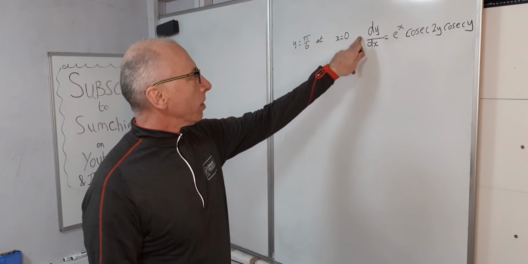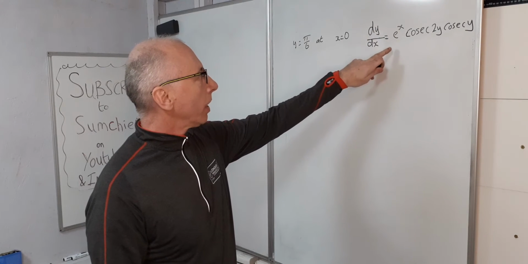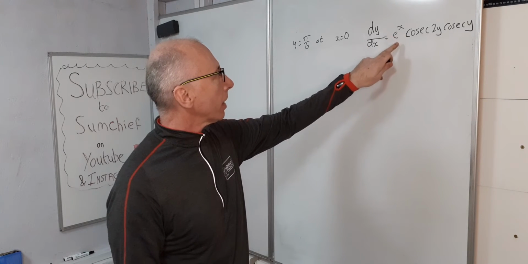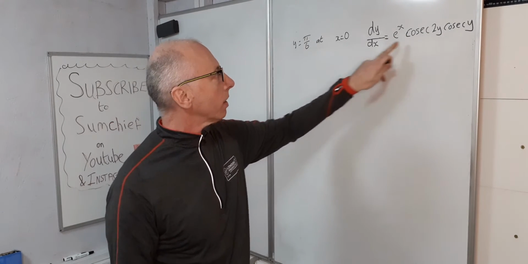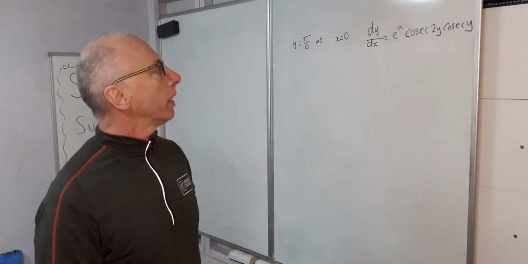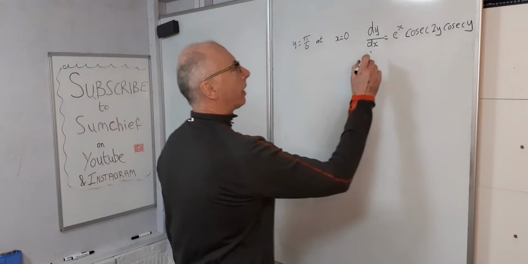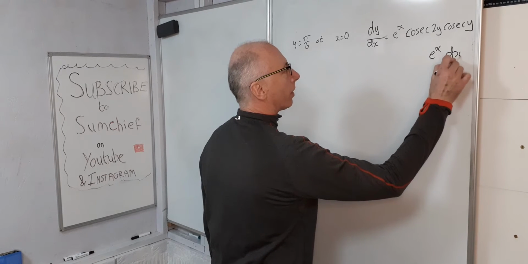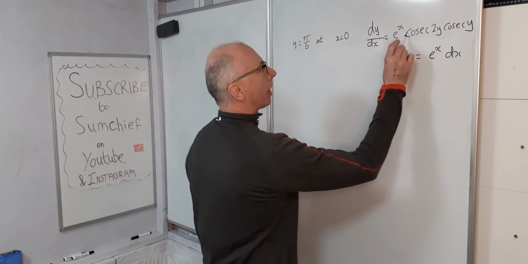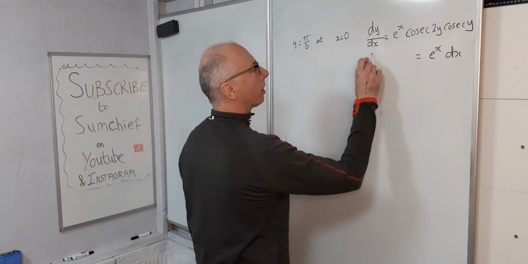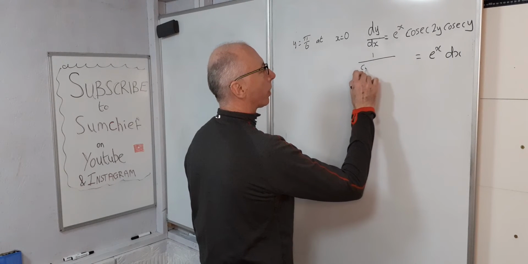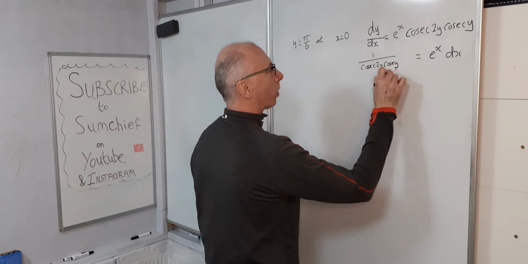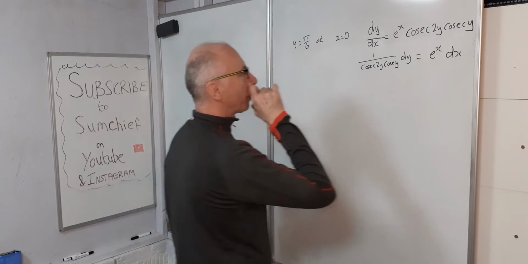Well, we need to get the x's and y's on the same side. So we can multiply both sides by dx to get e to the x and dx together, and then divide by the cosecs to get them over here with the dy. So let's do that. We'll get e to the x dx on this side, and then dividing by cosec 2y cosec y, we'll get 1 over cosec 2y cosec y dy.